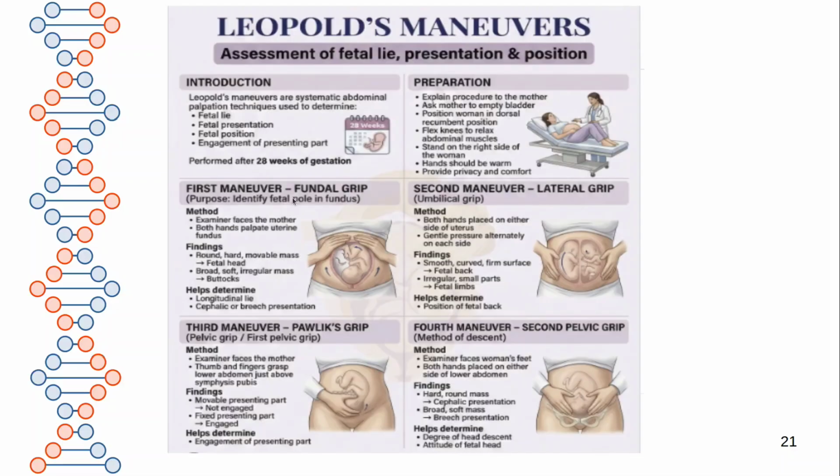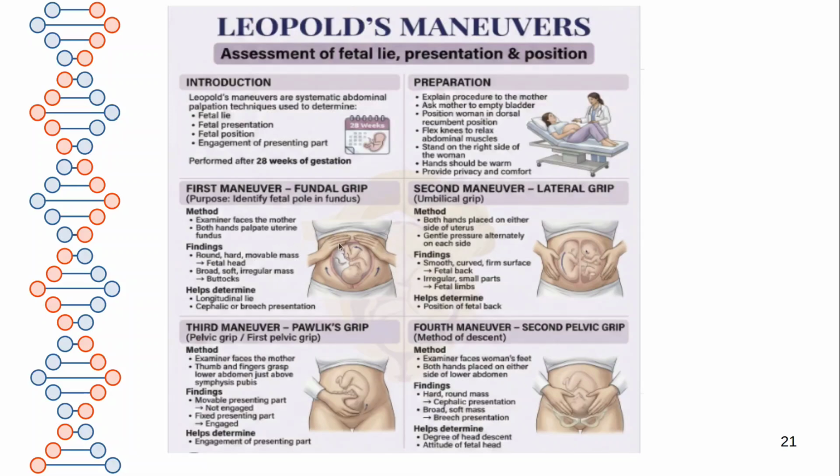Start with the first maneuver, that is fundal grip. We call the first maneuver fundal grip, so you have to start with fundal palpation. The purpose is to identify the fetal pole in the fundus, which is the part present in the fundal region. To identify that, we start with the fundal grip.